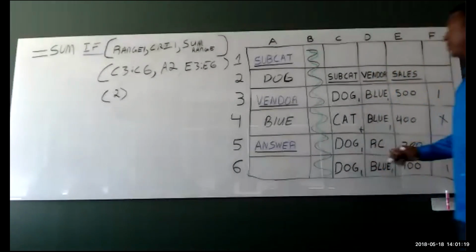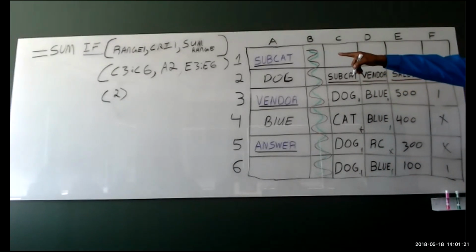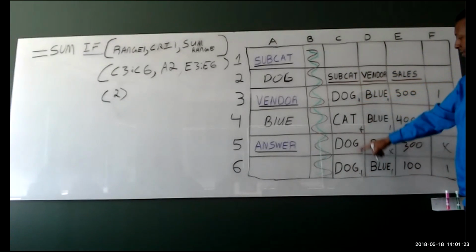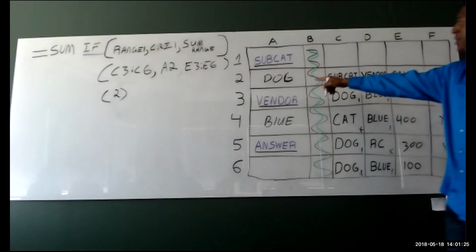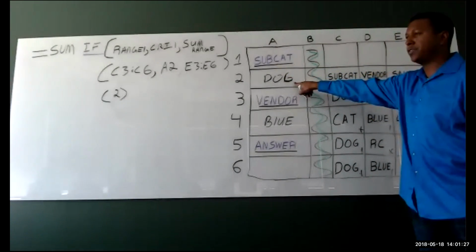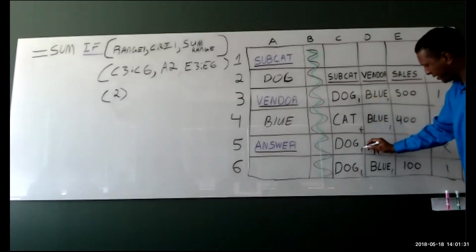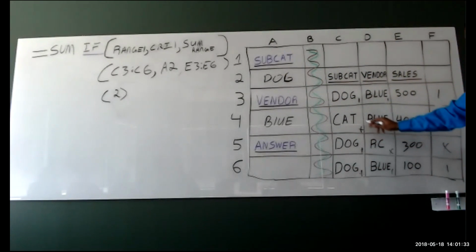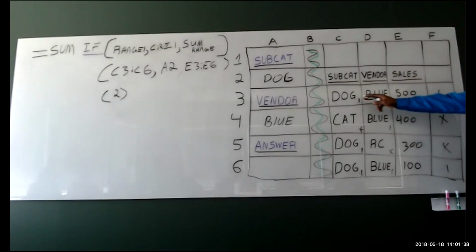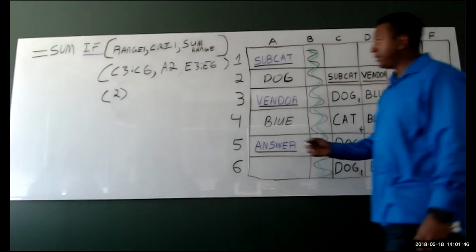So what Excel is going to do, it's going to say, okay, from C3 to C6, he wants me to find cell A2, which is dog. I see it here. I see it here. See it here. Don't see it here. Then he wants me to sum everywhere that I saw the word dog. So it's going to take 500 plus 300 plus 100 to give us 900.